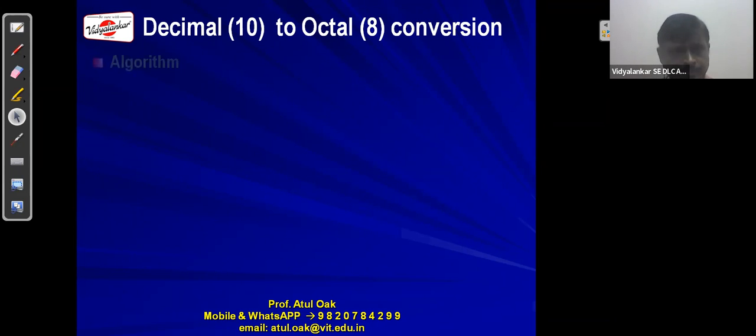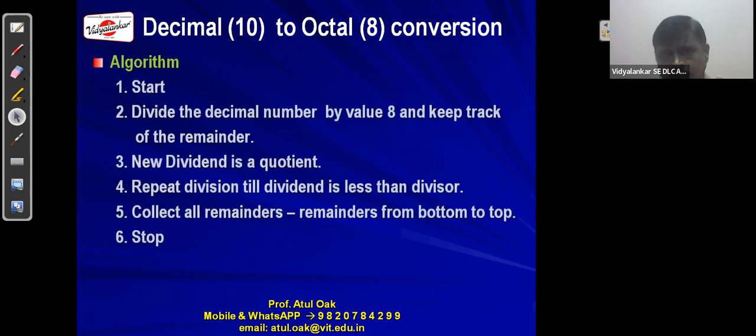This is the algorithm, and if you see this algorithm, my favorite operation is called copy paste. While making this slide, I just copy pasted the decimal to binary conversion slide here, with only one difference. Instead of 2, here I have written 8. Observe it. Rest everything is the same.